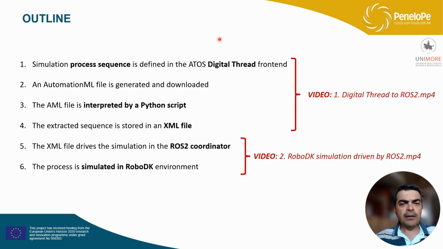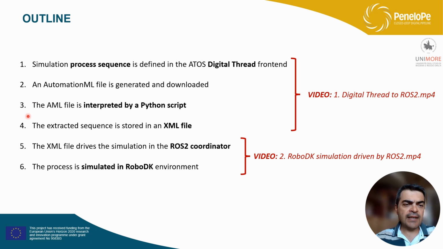Basically, these are the main steps of the process. At the beginning, the process sequence is defined in the Atos digital thread front end, and then the AutomationML file is generated from this definition and downloaded. Then we need to bring the AutomationML definition into the ROS2 environment.